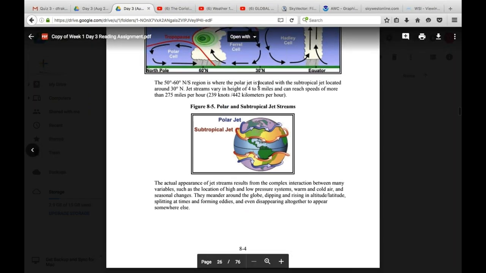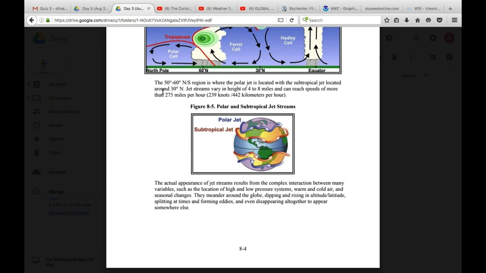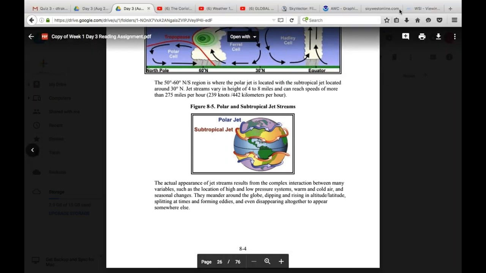So the region where the polar jet stream is located, with the subtropical jet located at 30 degrees. Jet streams vary in height from 4 to 8 miles and can reach speeds of more than 275 miles per hour. The jet stream actually lowers in altitude and also moves further south during the winter. So we don't have much of a jet stream going right now.